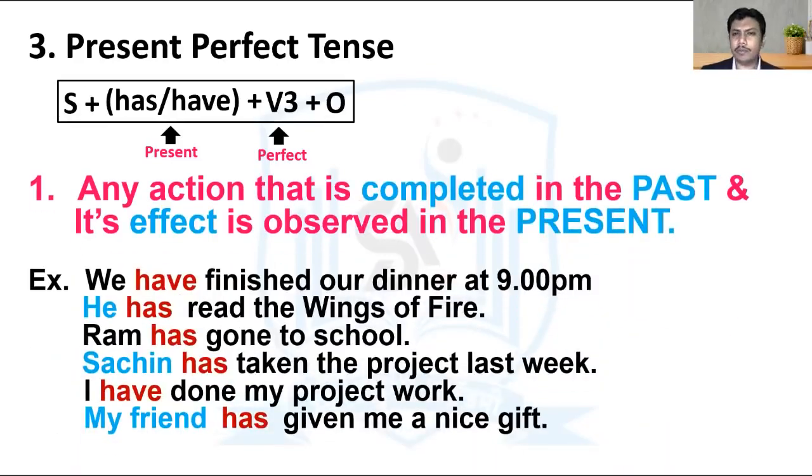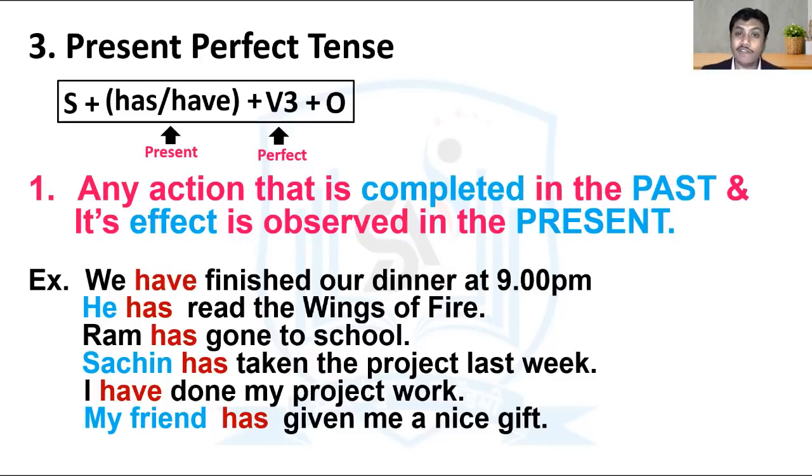Now, most of the people have confusion about uses of present perfect tense. Now look at this particular thing very well. Any action that is completed in the past and its effect is observed in present. Now try to understand this thing. Any action that is completed in the past at any specific moment, and you are connecting that particular activity with certain impact or effect in present, we will use present perfect.